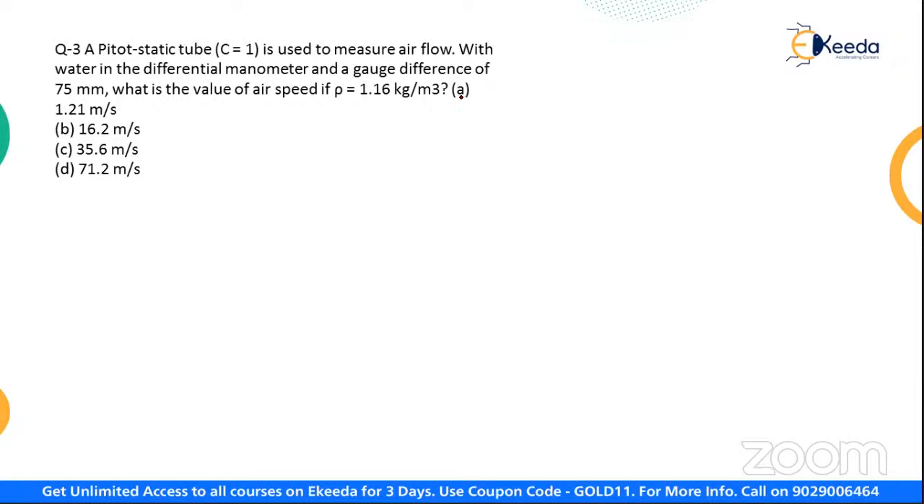We have been given the differential manometer, which is also known as the U-tube manometer. So this will be the manometric liquid which is filled with the water. So this is water. Now this difference in the height or the gauge difference is given as 75 millimeter. Now we need to convert this value into the corresponding height of the air column.